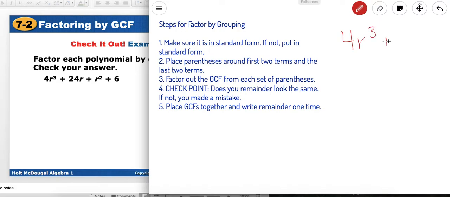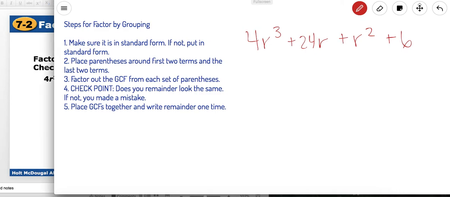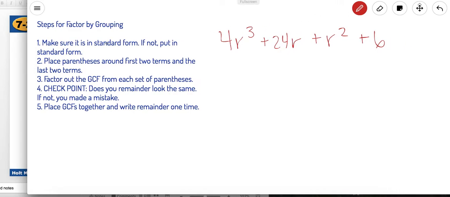4r cubed plus 24r plus r plus 6. Okay, so step 1, always follow these steps in order. Step 1, make sure it's in standard form. If not, put it in standard form. So is it in standard form? We go from 3 to 1 to 2 to nothing. Does that sound like it's in standard form? It does not. So we need to put it in standard form.